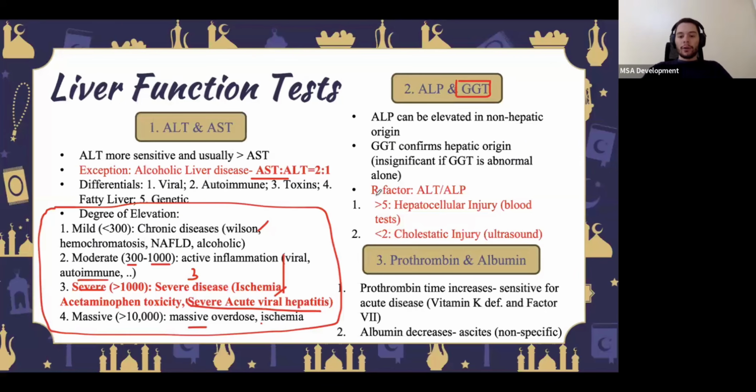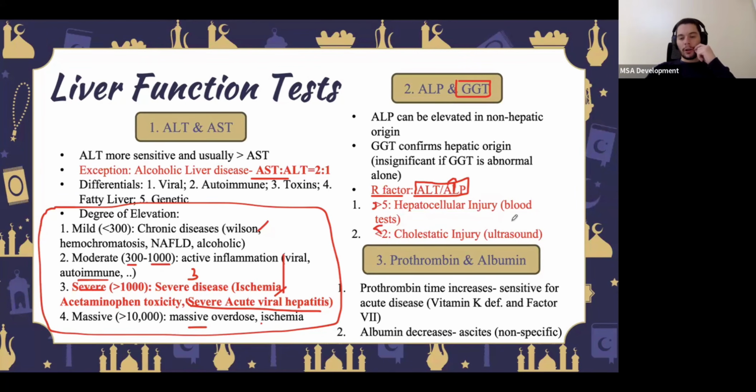Right? Another thing is your R factor. There is a much more sophisticated equation than this, but to put it in simple terms, you have your alanine transaminase over your alkaline phosphatase. Always remember that the more alanine there is, it's probably a hepatocellular cause. And if alkaline is more than alanine, then it's a cholestatic cause. This is essentially the R factor. If it's more than 5, then it's hepatocellular. This means alanine is greater. If it's less than 2, then it is cholestatic. This means alkaline is much greater than your alanine.